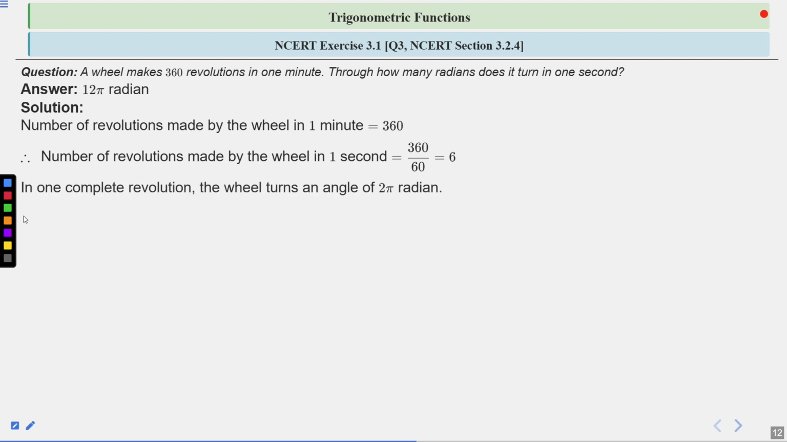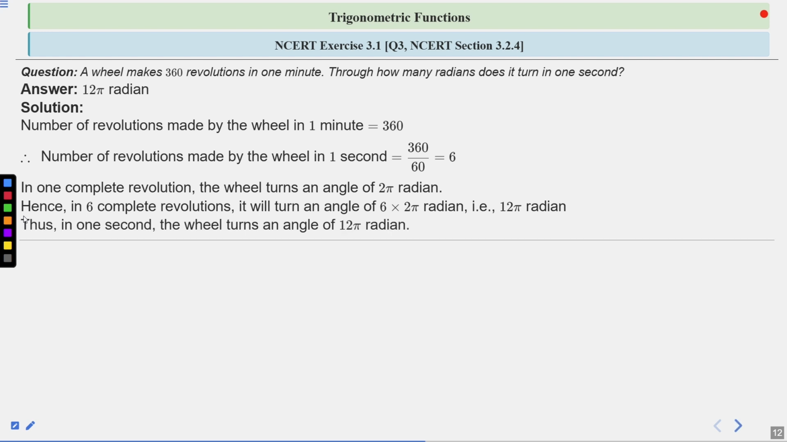Now in one complete revolution the wheel turns at an angle of 2 pi radian. Hence in 6 complete revolutions it will turn an angle of 6 into 2 pi radians, that is 12 pi radians. Thus in 1 second the wheel turns an angle of 12 pi radian. Clear? So this is the final answer: in 1 second, the wheel turns an angle of 12 pi radian.